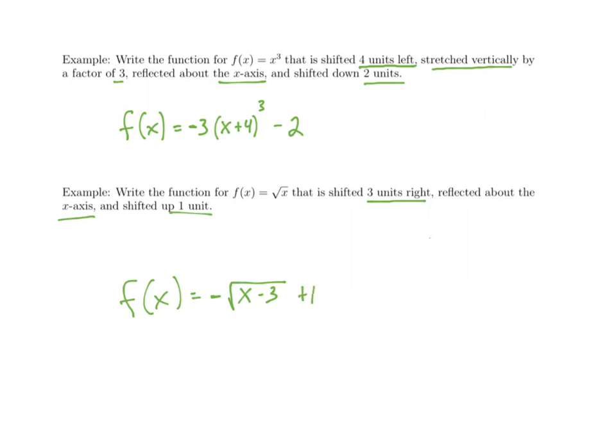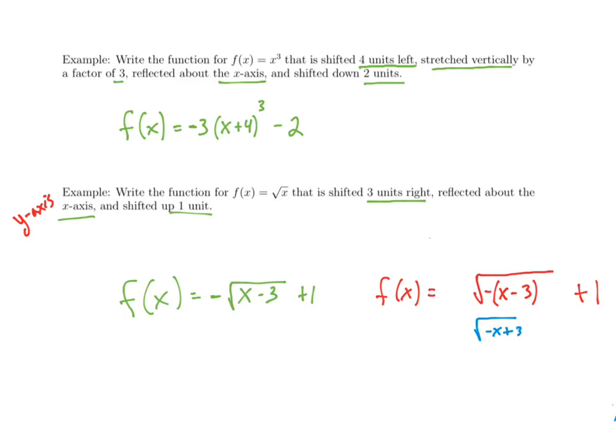Now suppose this said reflected about the y-axis. So this would be f of x is equal to, okay, so we're going to say square root. Let's start with 3 units to the right. But now since we're reflecting about the y-axis, we need to make this expression negative, and then we're going to shift up 1 unit. Now, if we think about this, if I was to distribute that negative through, we'd end up with negative x plus 3.